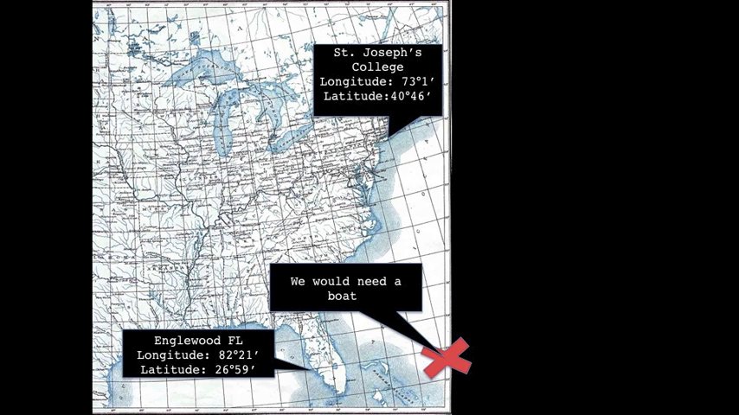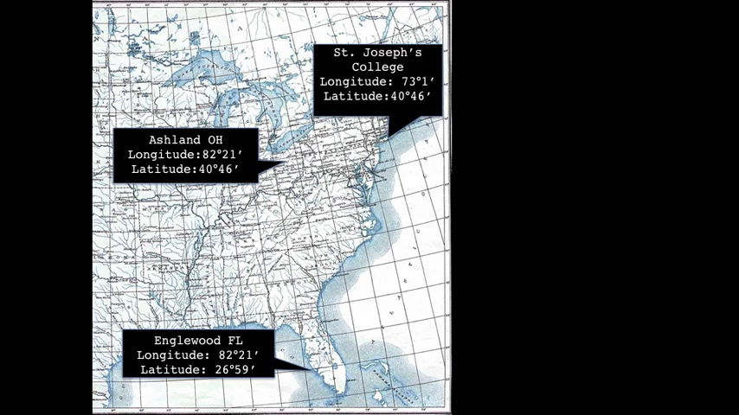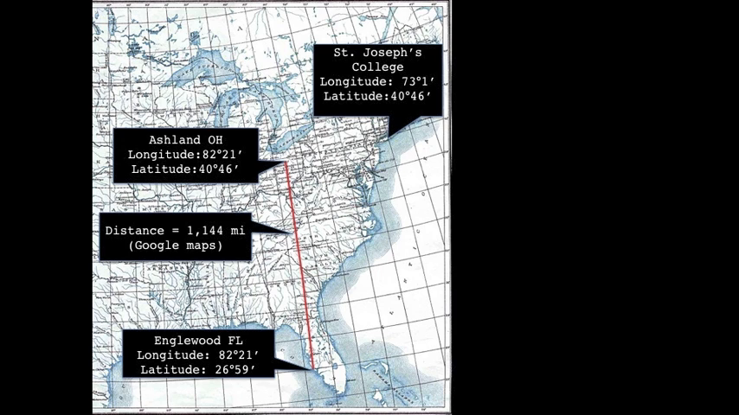To compensate for this geographical limitation, the city of Ashland, Ohio was selected as a point of reference due to the fact that Ashland is at the same latitude as St. Joseph's and the same longitude as Englewood. One could theoretically drive closely along a north-south line of longitude from Ashland to Englewood and note the mileage. We use Google Maps for this. This distance will give us our needed arc length S.